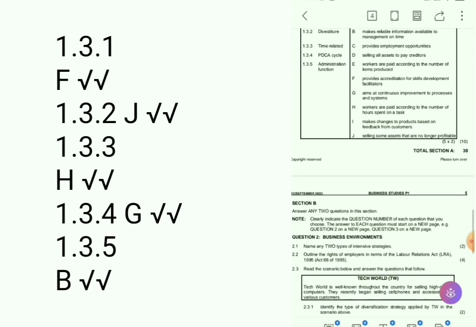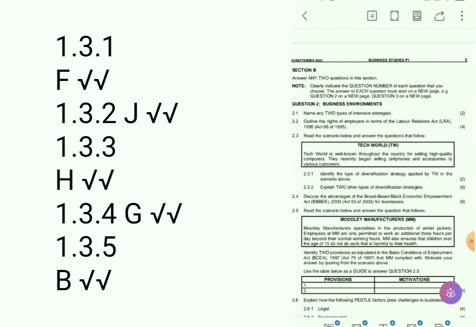1.3.4 PDCA cycle. Which one is this one? PDCA cycle. Let's read all of them first. Aims at maximizing, makes reliable information available to management, provides employment opportunities, selling assets, aims at continuous improvement to processes and systems. It's definitely G. 1.3.5 administration function. This one is B. Makes reliable information available to management on time.